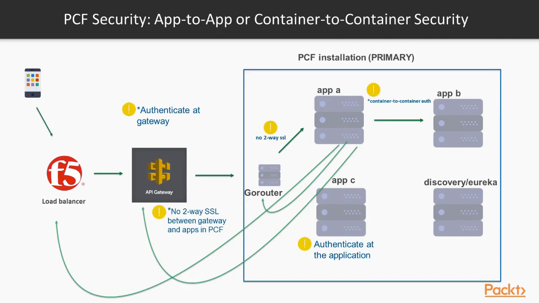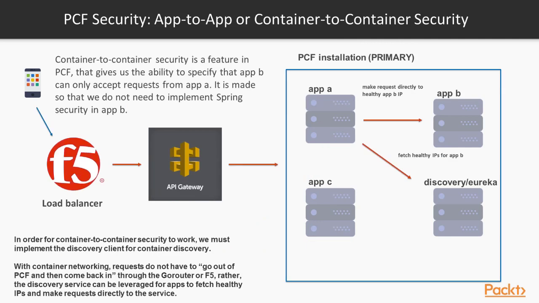Well, remember how in the beginning of this video I said that if app A wants to talk to app B in PCF, it has to go out and come back in, meaning it has to make a request to either the F5 or an API gateway if that's sitting in front of it, or at least it'll have to send the request to the CF router, the Go router. But with container-to-container networking, we don't have to do that.